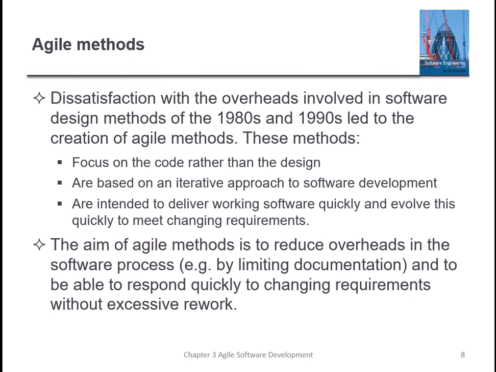We will first deploy task 1, and then we will design and implement task 2, and then task 3, etc. So in each step the development and delivery is in increments, and inside each increment there will be iteration of the process. The aim of agile method is to reduce overheads in the software process, for example by limiting documentation. So, as I stated earlier, agile relies less on documentation, and is able to respond quickly to changing requirements without excessive rework.